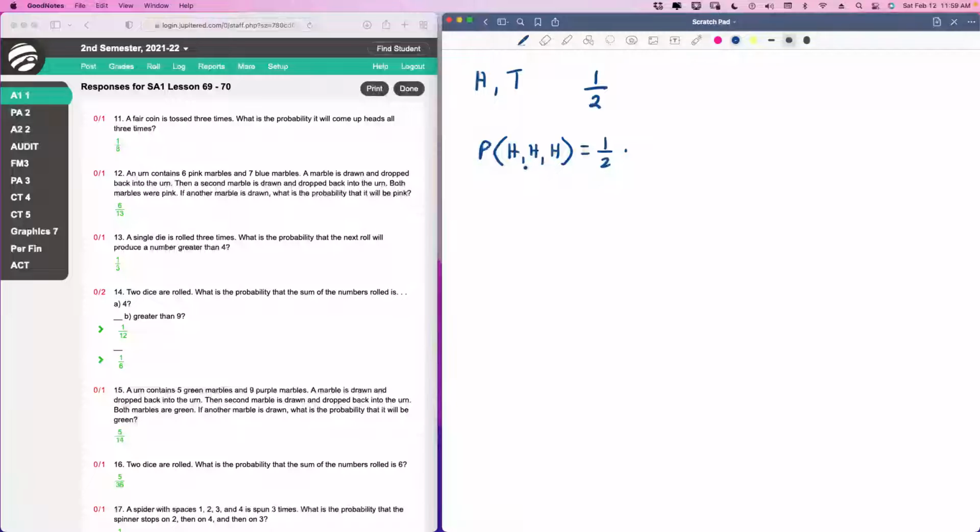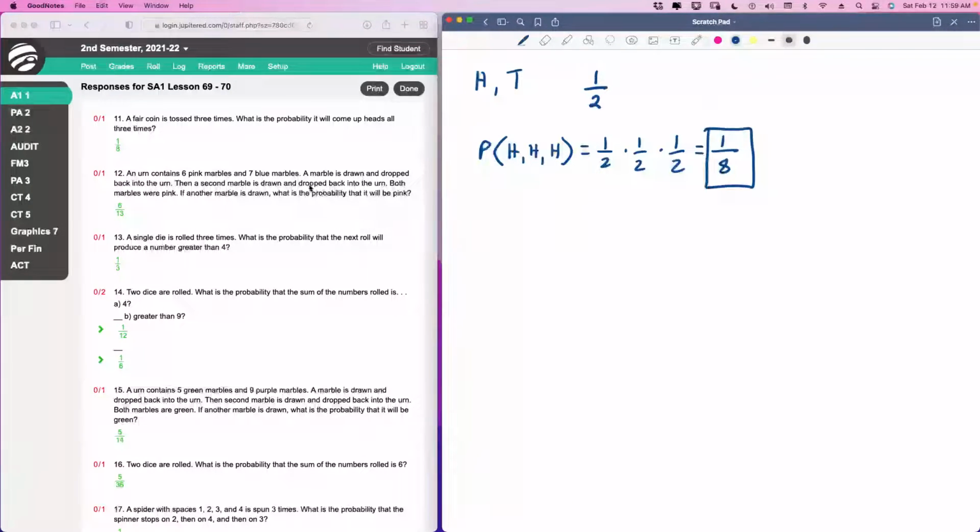The chances it'll be heads on the second flip will be 1 out of 2. And the chances it will be heads on the third flip will be 1 out of 2 as well. So when you are asking for the probability that something will line up a specific way, you put the probability for each individual event and then you multiply them together. So 1 times 1 times 1 is 1. 2 times 2 times 2 is 8. So the probability that it'll be heads, heads, heads is 1 over 8.